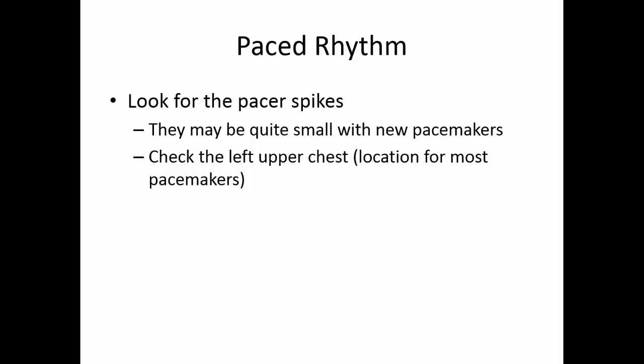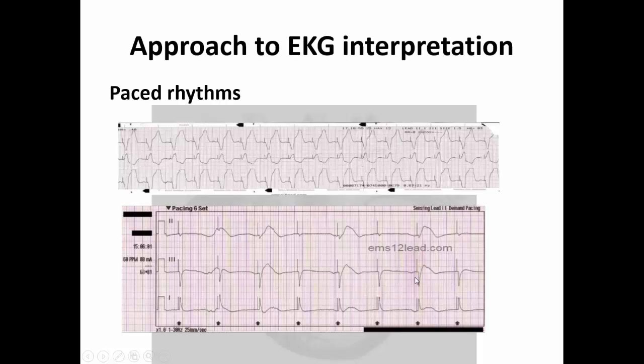So if you have trouble seeing it on the EKG, check your patient. If they've got a box under the skin in the left upper chest, they'd be pretty small now. Some of these are not a whole lot bigger than a quarter, thicker than a quarter, but not a whole lot bigger than that. Ask your patient, check their left upper chest. If they've got a box in there, there's a good chance there's a pacemaker present.